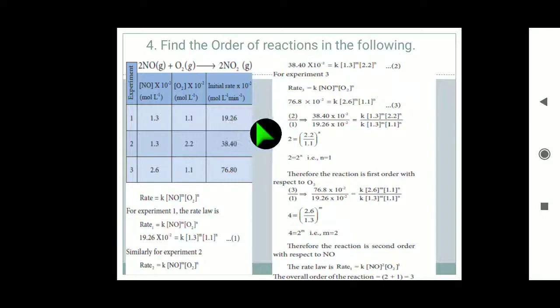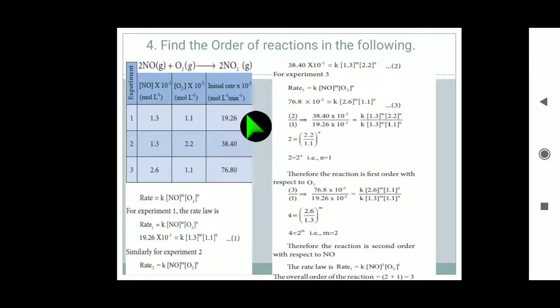The values are given already. Three experiments they have done. Regarding the 3 experiments, we can find the order of reaction. For the first experiment, rate equals K, nitric oxide concentration power small m, and oxygen concentration power small n.